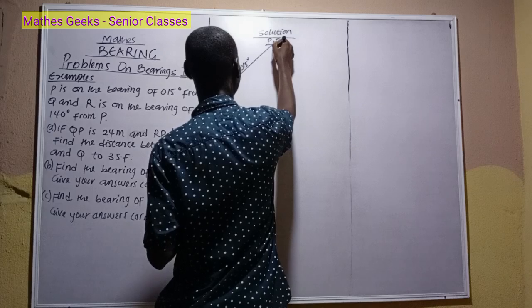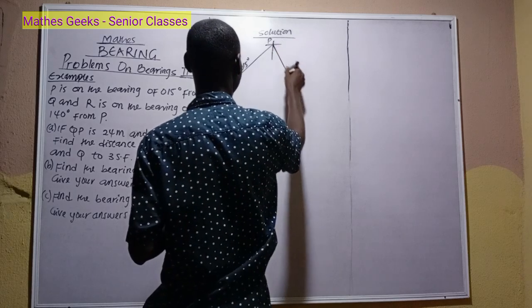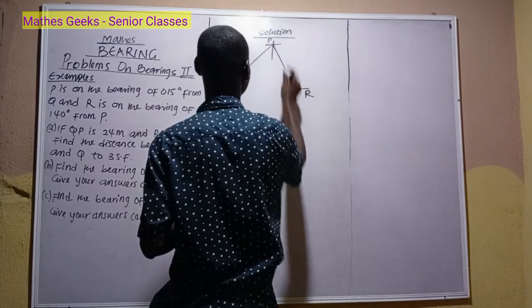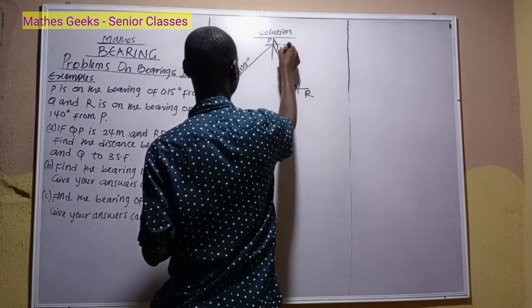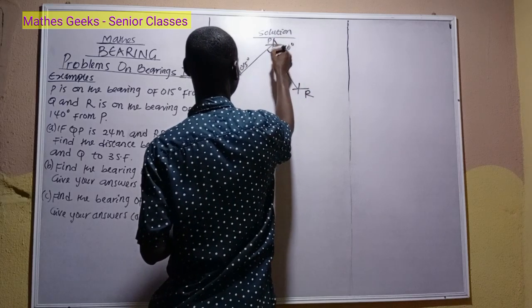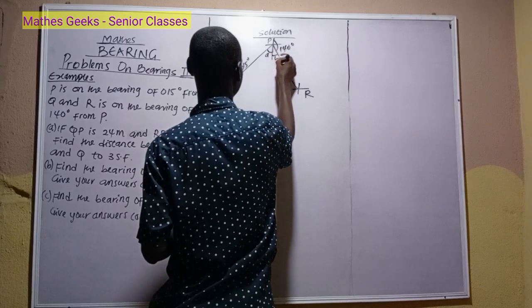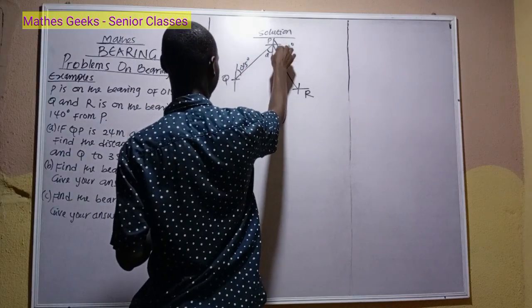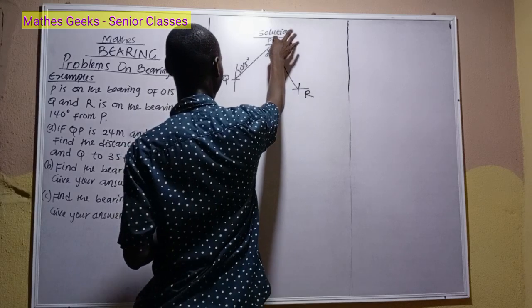So 140 degrees from P. So that's point R. This is 140 degrees. So we're going to have A here. I'm going to have B here. Why? Because we can have alternate angles here and here. This will remain from the North Pole.